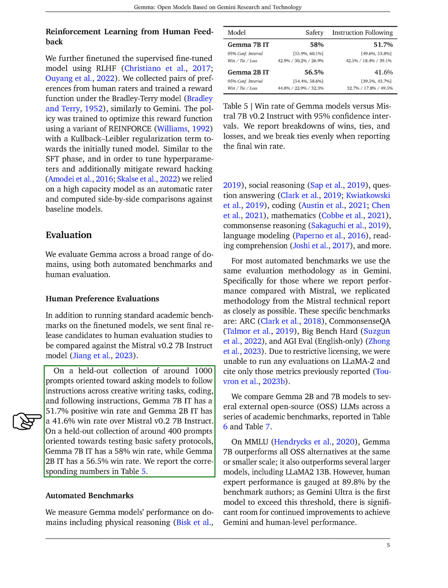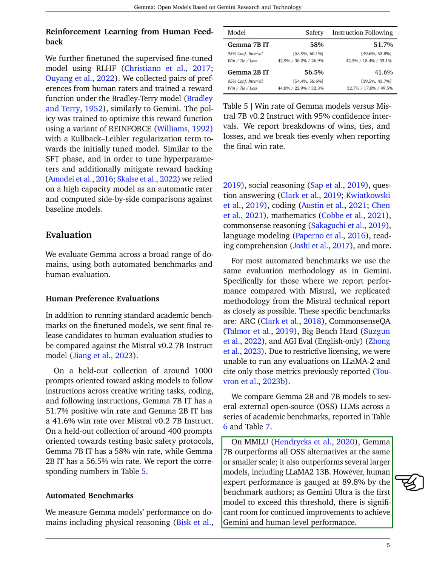We also assessed Gemma models' performance on automated benchmarks covering areas like physical reasoning, social reasoning, question answering, coding, mathematics, common sense reasoning, language modeling, and reading comprehension. Gemma models were compared to other open-source language models on various benchmarks, where Gemma 7b outperformed many models, including larger ones like Llama 2 13b, especially in mathematics and coding tasks.